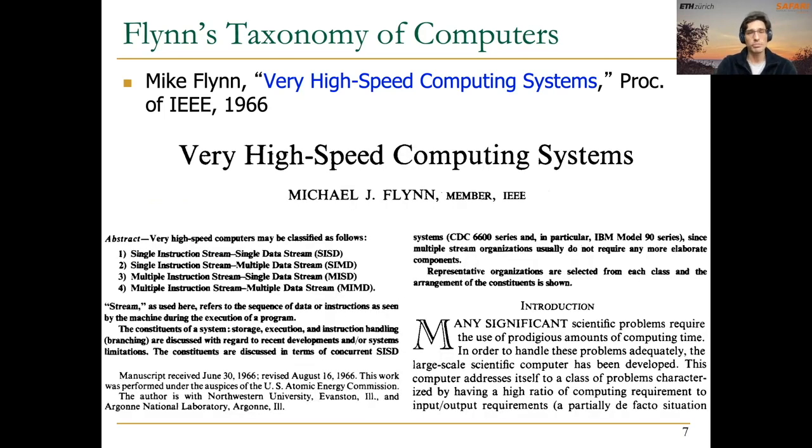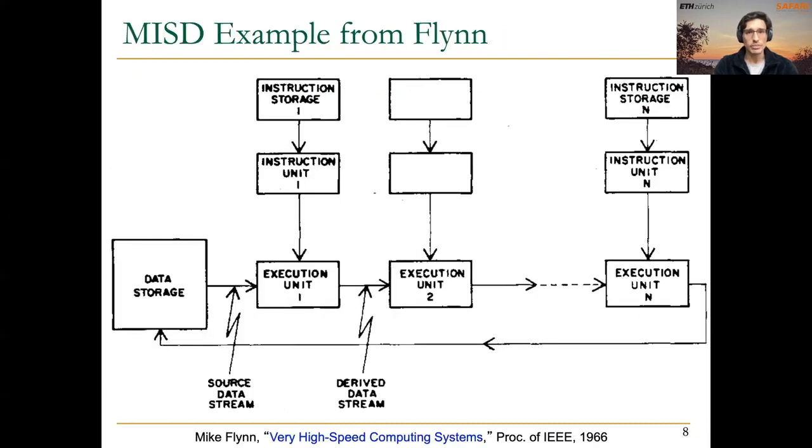This is the paper from Michael Flynn, Very High-Speed Computing Systems, and it's also a good and recommended reading for today's lecture. But let's take a look at some figures from the paper itself. This is the MISD example from Flynn. Here, you can identify the data storage where all data is stored.